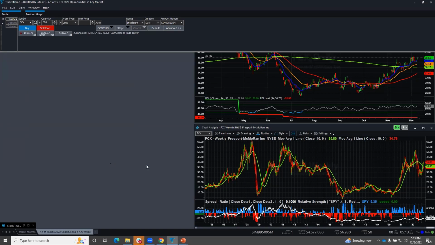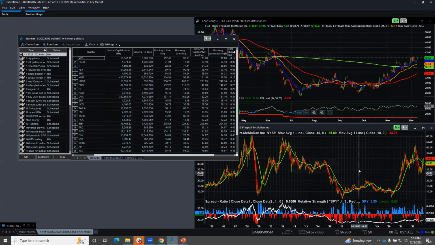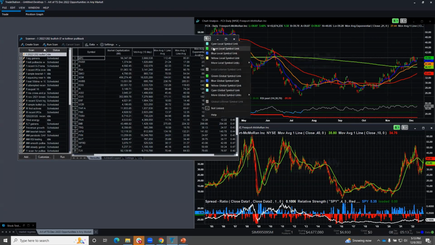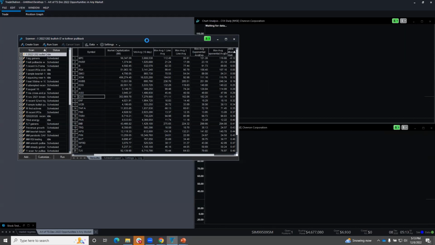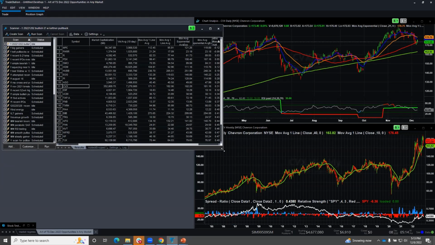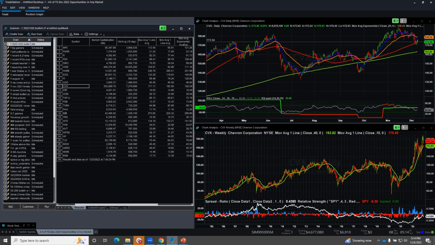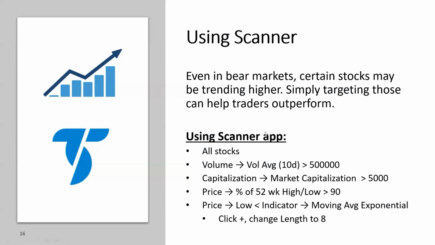Now I want this scanner to work over here, so I'm going to add green local symbols. Now when I click on stocks here, they pop up over there. These are other scans I have, but I'm going to very quickly build this scan with you guys. Go to slide 16 to follow along. And here we go.